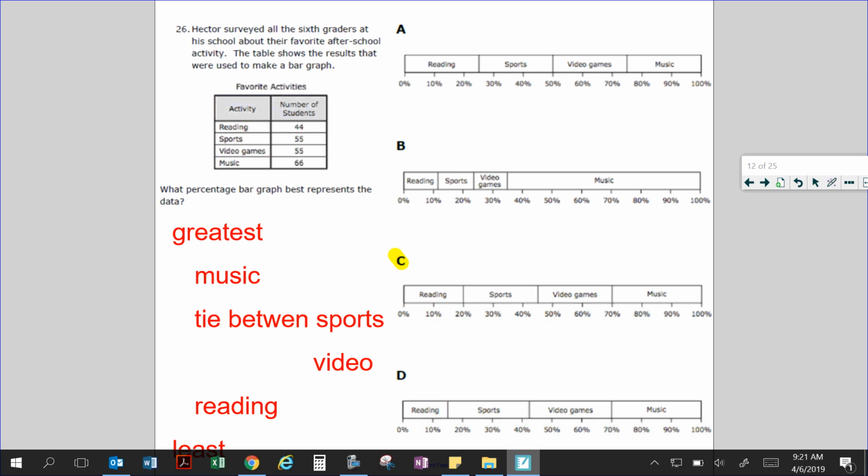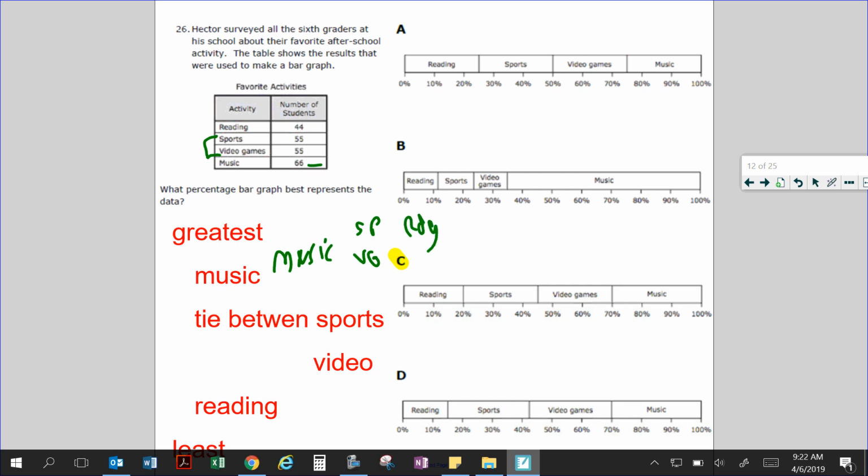So let's look at the data. This is about activities and number of students. As you can tell, music is the greatest. Most kids chose music. Then from what I can tell, sports and video game tied. And reading is the least.